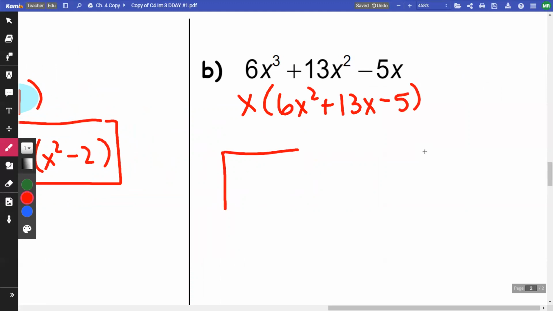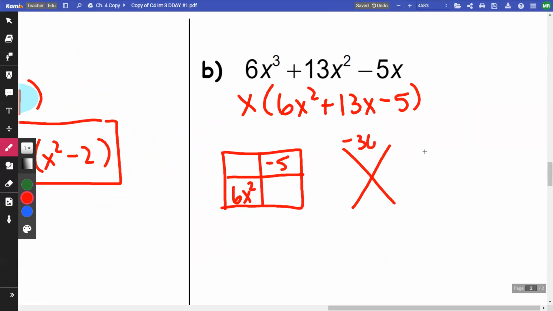And so now I'm going to do a box to diamond. And for my box, I have a 6x squared here and a -5, which is going to give me a -30x squared, and it has to add to a 13x. So I have to be careful. It has to add to 13, but it has to multiply to -30.